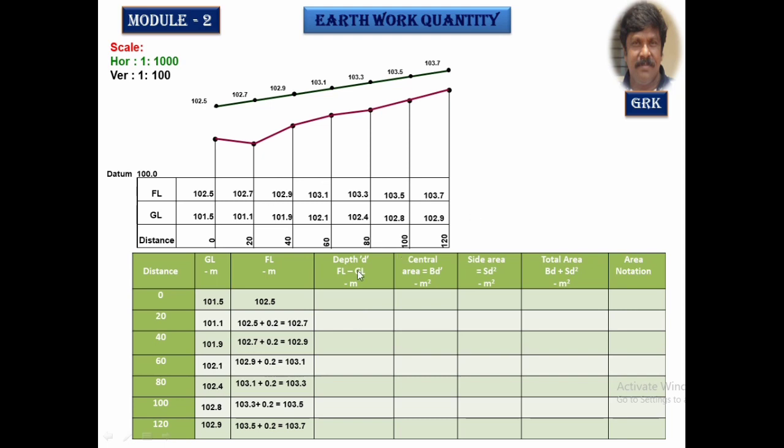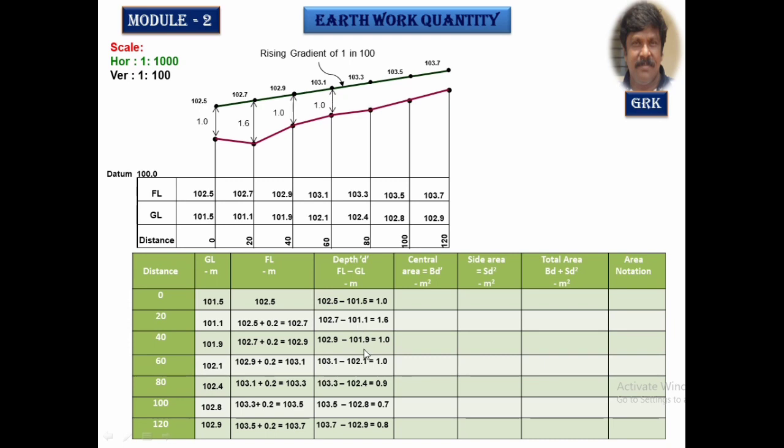The remaining things we'll calculate. The depth at each chainage is nothing but the difference of formation level and the ground level. These are the depths, so that is FL minus ground level. 1 meter for the zero chainage, 1.6. Calculate like this. The difference is FL minus GL. So now you know the depths of each section.